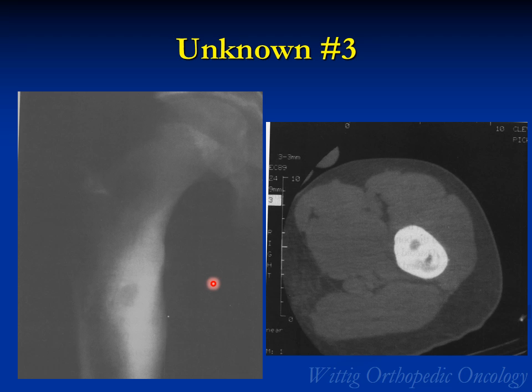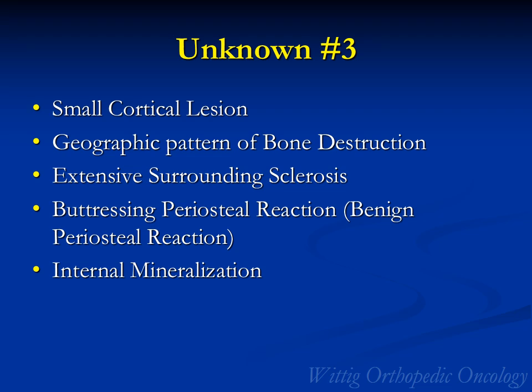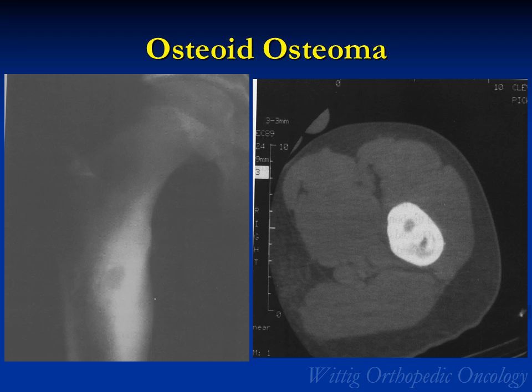And then number 3, here's the X-ray, and here's the CAT scan. It's a small cortical lesion. There's a geographic pattern of bone destruction. There's extensive surrounding sclerosis. There's a buttressing periosteal reaction, probably indicating that it's benign. And there's some subtle internal mineralization identified on the CAT scan. This is an osteoid osteoma.